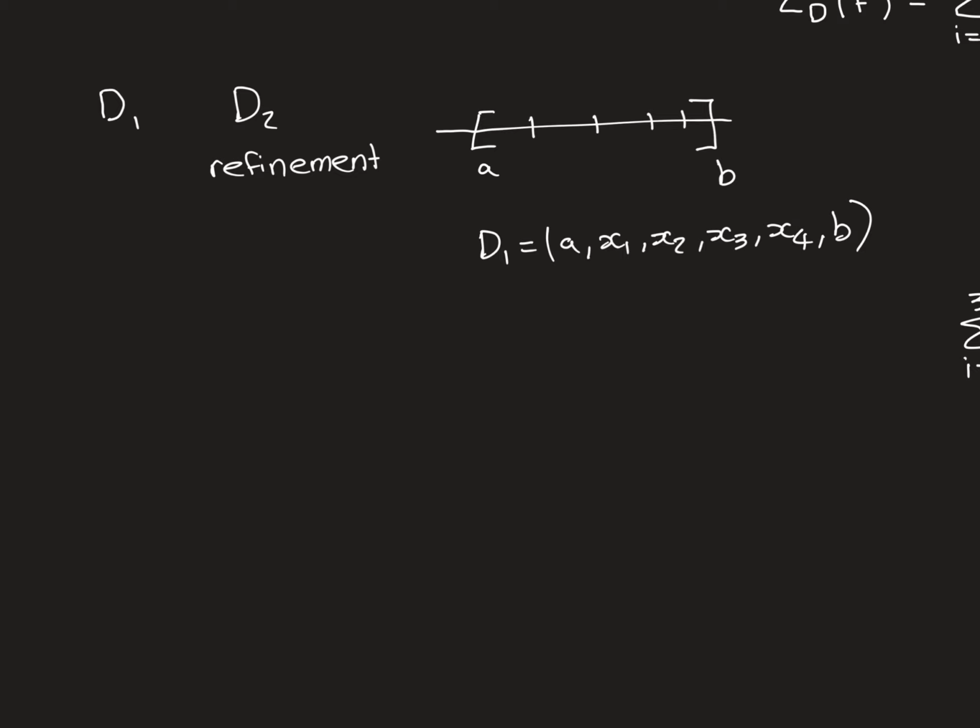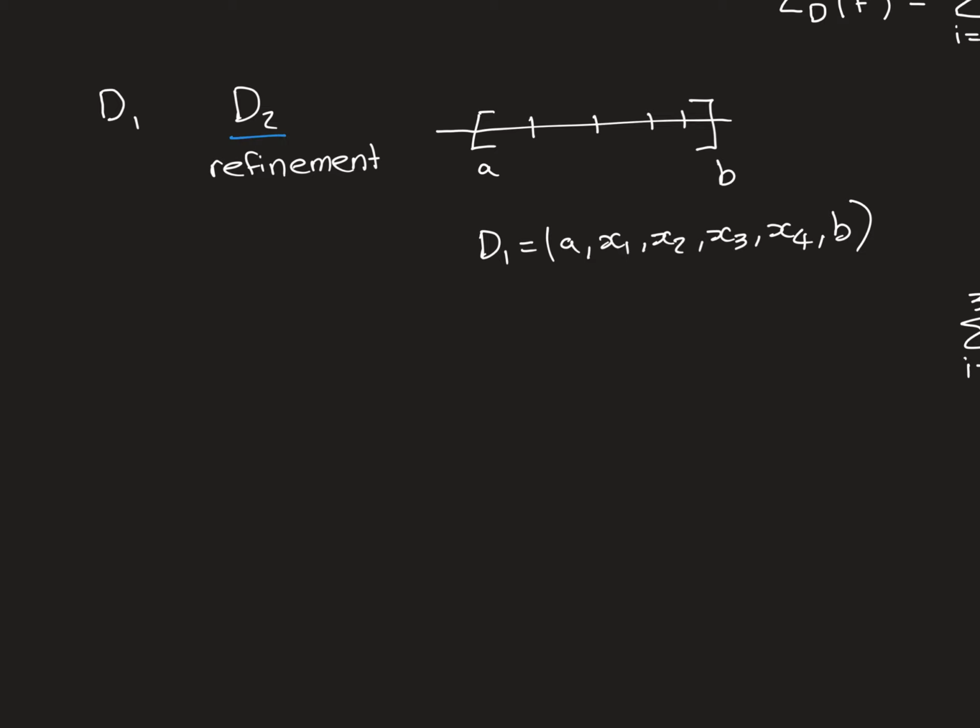For D2 to be a refinement of D1, it means that it's a bigger dissection, so you've got more cuts, but it still keeps all of the original cuts from the original dissection. So all of these are going to be kept, you're just going to add in more cuts. So that's probably what you would have guessed as being the meaning of refining a dissection.